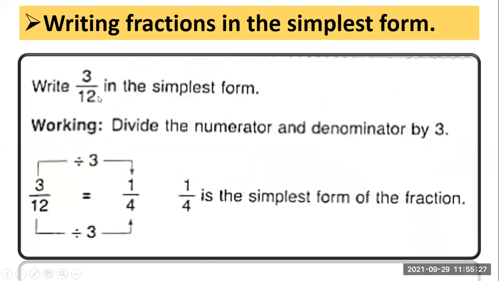Here, 3/12, is it in simplest form? Why? Is 3/12 in simplest form or not yet? Not yet, because we can divide 12 by 3. So 3 divided by 3 is 1. 12 divided by 3 is 4. So the simplest form of 3/12 is 1/4. So you have to look at the number that can be used to divide the fraction.